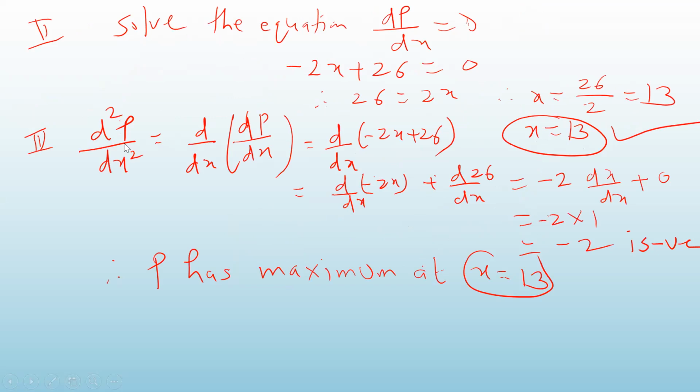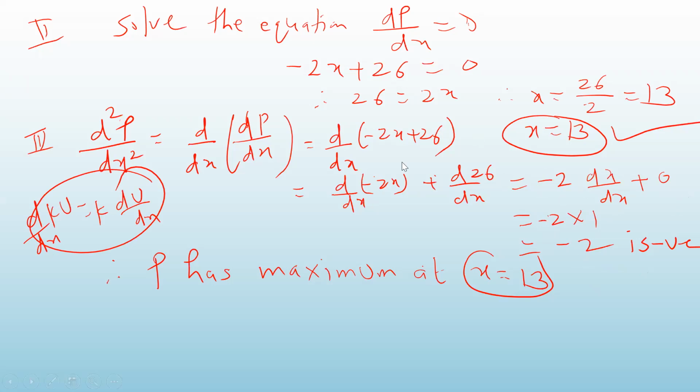Then you find the second order derivative. This is coming as minus 2. It is the derivative of the first order, which is minus 2x plus 26. So derivative of minus 2x plus derivative of 26. For minus 2x, minus 2 is a constant, so we are applying the scalar multiplication rule: derivative of k into u, where k is a scalar, so k is taken out. So minus 2 is taken out, then the derivative of x. 26 is a constant, so its derivative will be 0. Now derivative of x with respect to x is 1. So you are getting minus 2, which is negative.